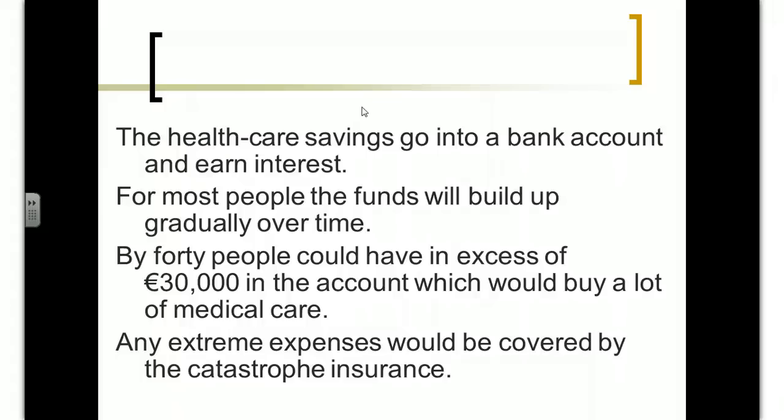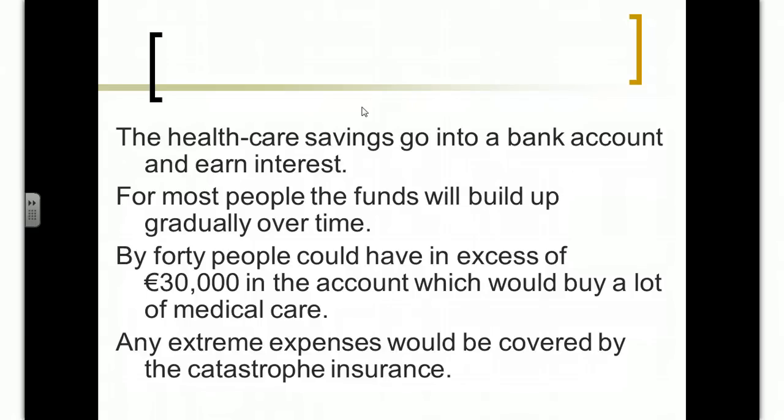So for most people, the funds will build up gradually over time. So if you were saving €1,500 a year, what's that, €125 a month going into a savings account. Depending on what you're taking out, the funds will grow, and then the funds will start earning interest. And of course, when asked what man's greatest invention was, Albert Einstein is reported to have said compound interest. So the money starts earning interest, and then you earn interest on the interest. So the fund will start to grow. So by 40, people could have in excess of 30 grand in the account.